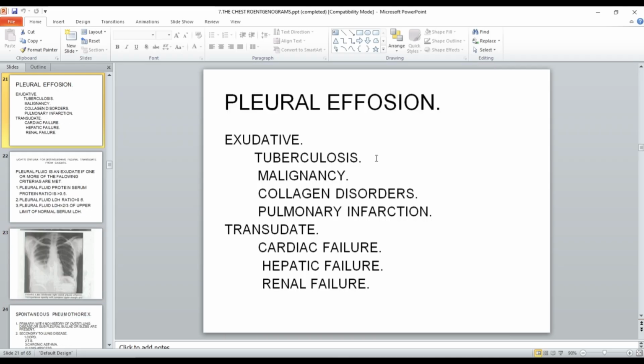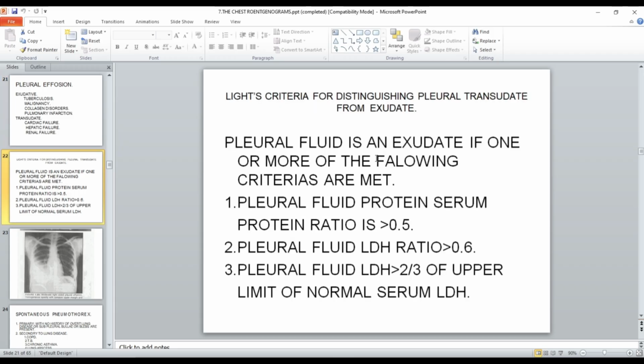Then pleural effusion. Inflammation of the pleura is known as pleural effusion, and it can be exudative or transudative. The exudative pleural effusion is due to tuberculosis, malignancy, collagen disorders, and pulmonary infarction, while transudative is due to cardiac failure, hepatic failure, and renal failure.